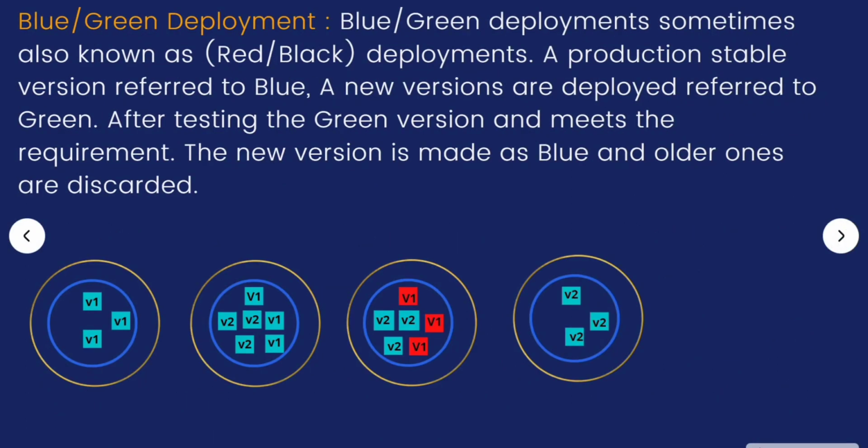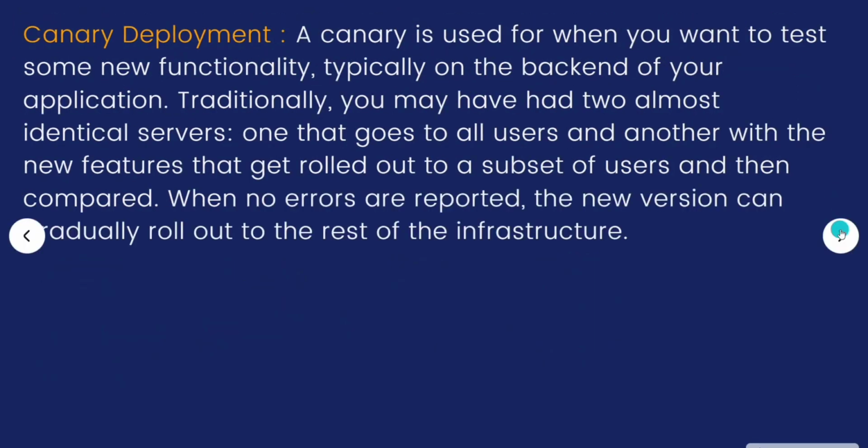Blue and green deployment. Let's take an example. We have version v1 running in production and we are going to deploy version v2. Once we deploy v2, we do some testing and analyzing. After the analysis is completed and we are satisfied, this strategy will delete the older version. The next is canary. Canary uses the same idea as blue and green deployment, and this is generally used for backend purposes.